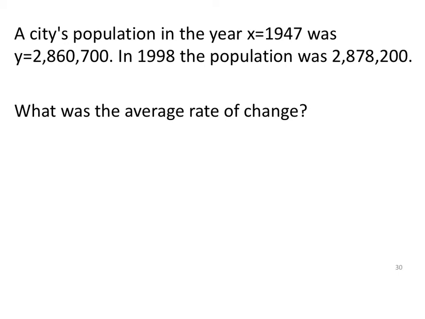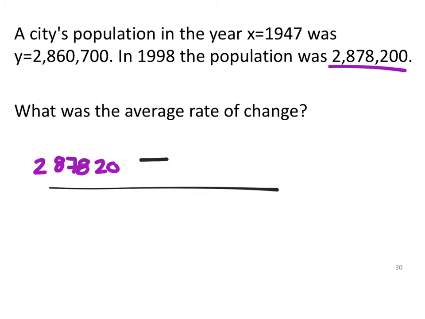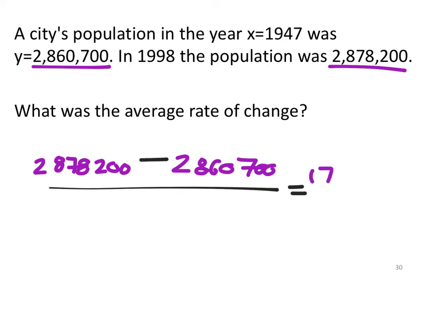Well, we got to figure out how much the population changed, and that, of course, would be our numerator on this one. I'm going to start with the later year because, well, it's bigger. Not that it matters. It'll end up with the same thing. 2,878,200 people in some city compared to the 2,860,700 people, which was 1947. Now we can go to the calculator and figure this out as well. So I'll clear this for the space, and we'll do 2,878,200 minus 2,860,700. So that shows a change in the population that was 17,500. So that's how much the population changed.